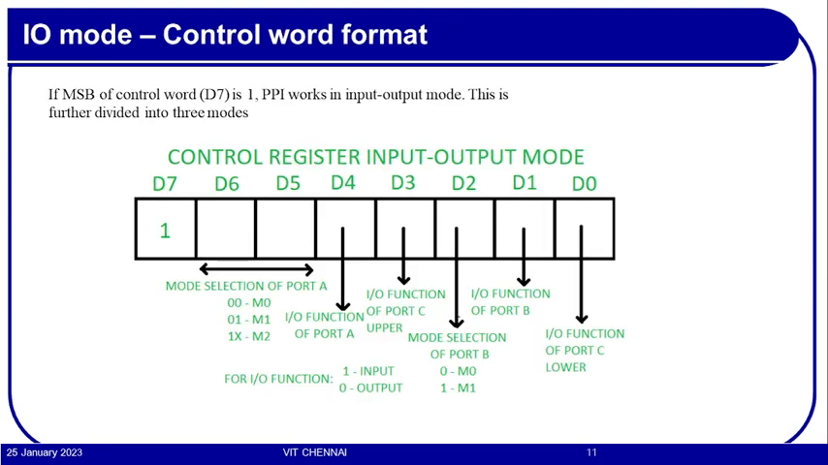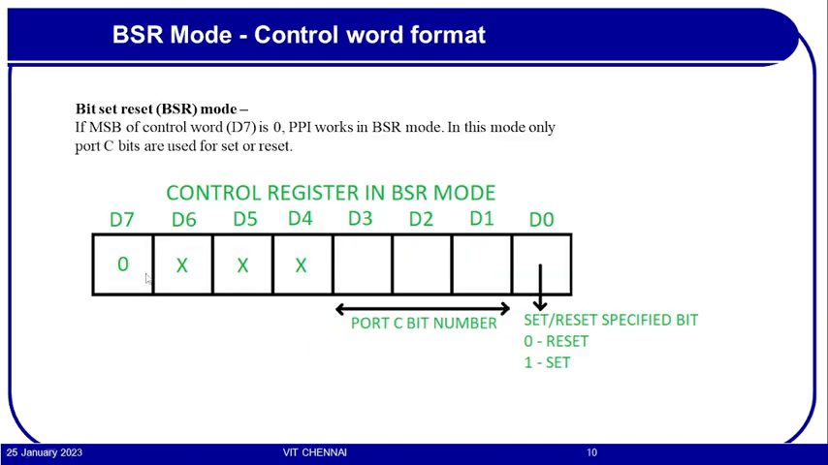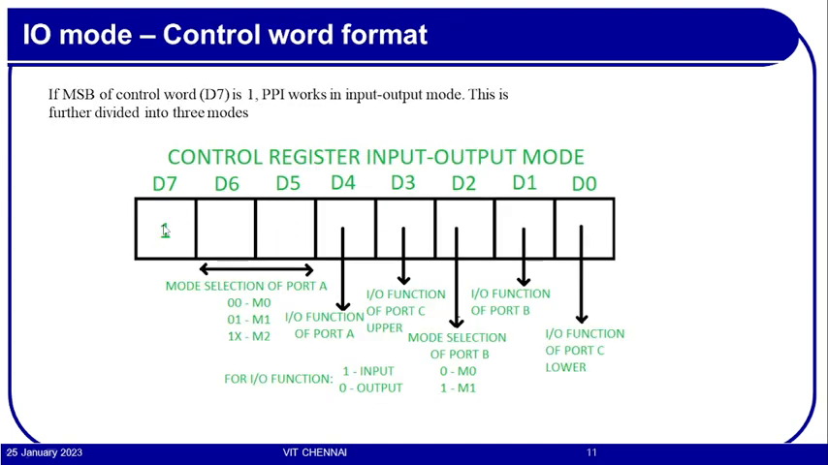Now you have one more control word, which is called the IO mode control word. IO means for data transfer. So here the other ports are also involved. In BSR mode only port C is involved. Now for IO mode, this D7 must be 1. For BSR mode this D7 should be 0, for IO mode this D7 must be 1.